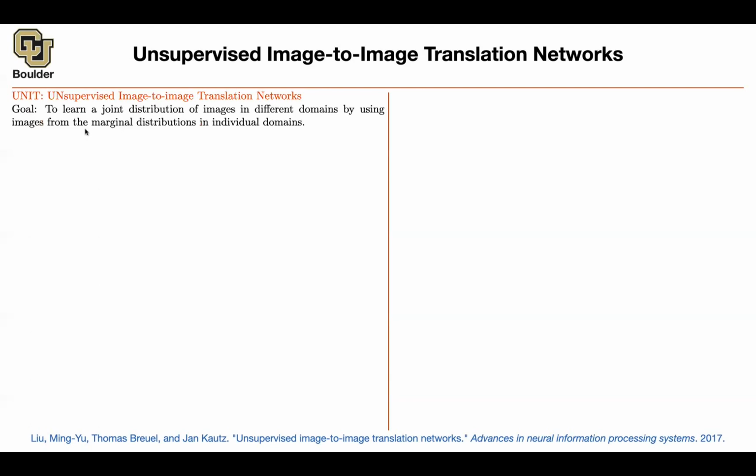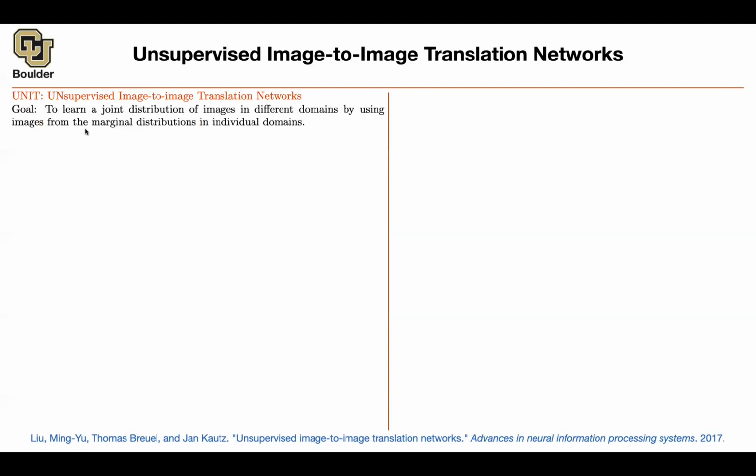This one is a little bit more technical, but it is along the same lines of cycle consistency. The method is UNIT, unsupervised image-to-image translation. What we just covered with cycle consistency was also for unsupervised image-to-image translation networks. But what are both of these trying to do?